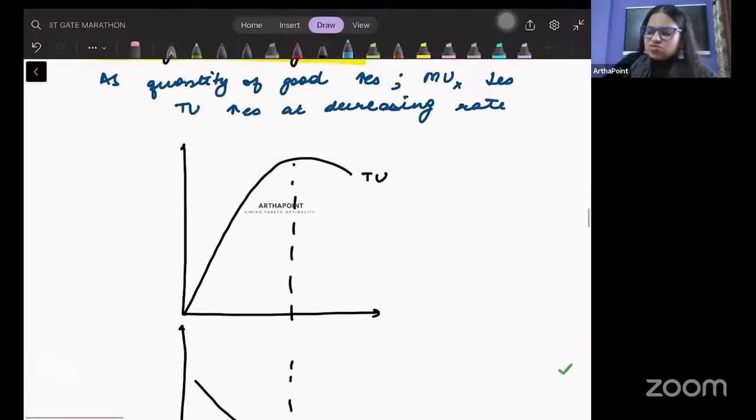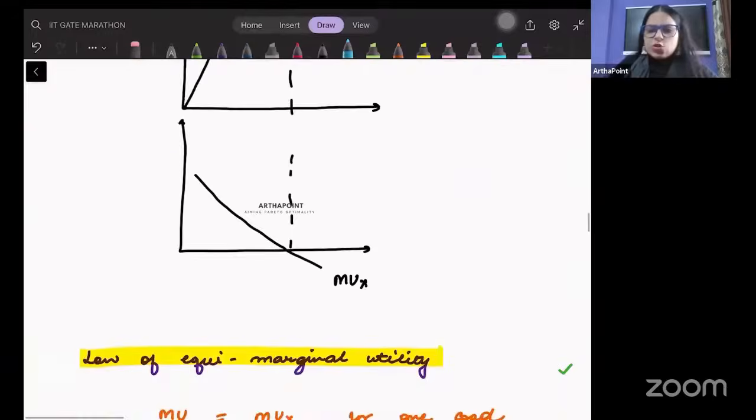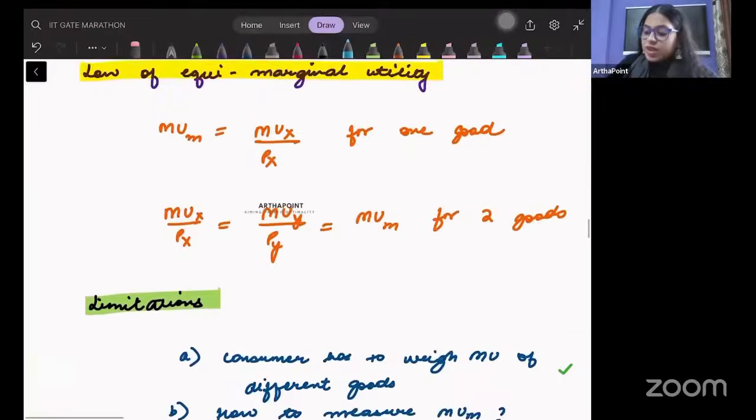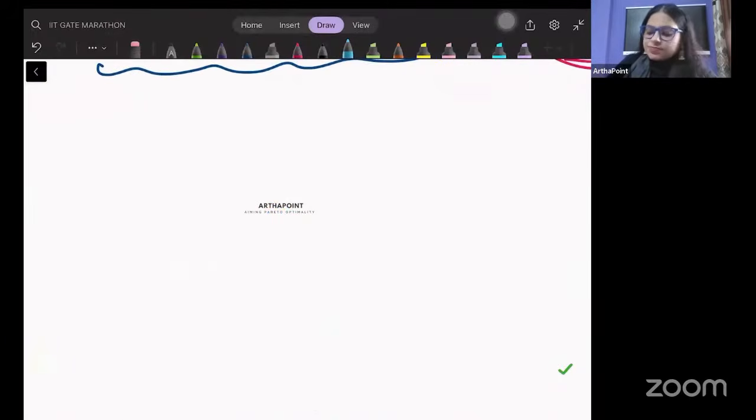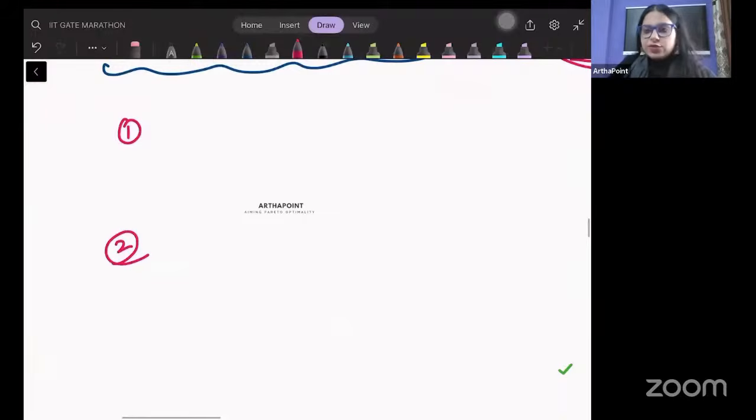Okay, then just read through this. This is just a concept between total utility and marginal utility. Now let's come to these two concepts. There are two concepts that you have to remember. One we can call the law of equi-marginal utility.